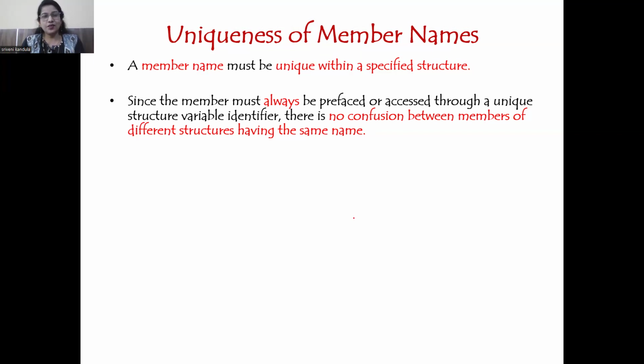In a similar way, here we are having a structure variable. How are you accessing using a dot operator? Structure variable dot name of the member. So now using the structure variable, I can differentiate them.